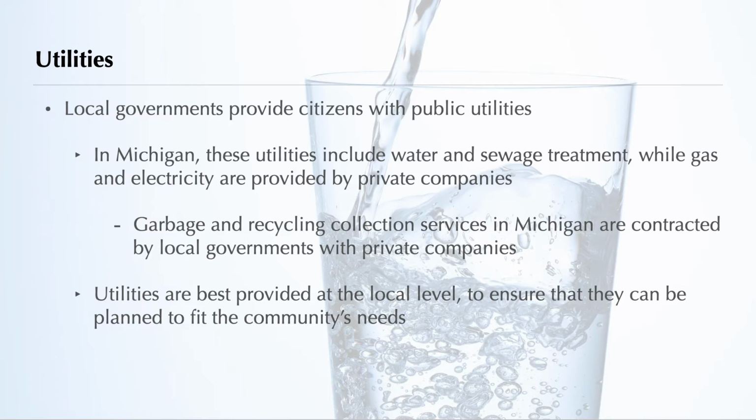Utilities are best provided at the local level, where they can be planned to fit a community's needs. In Emmanuel, Alaska, the ground freezes in winter. Sewer pipes are not put underground because they would freeze too. Instead, sewer pipes made of materials that will not freeze are laid above ground, a method that fits the Arctic climate.